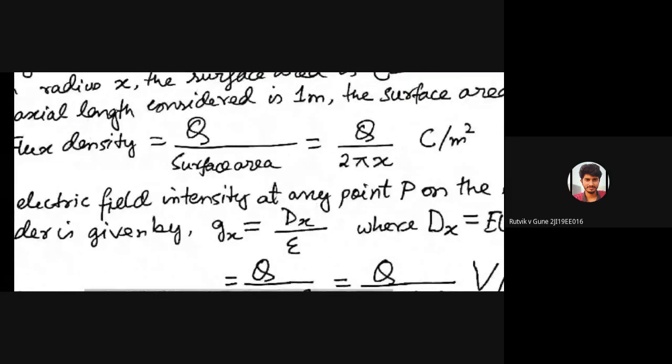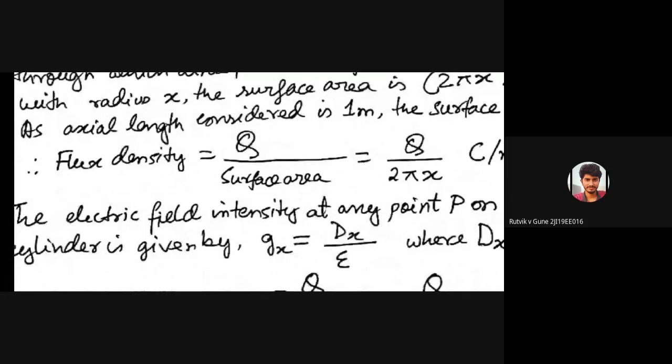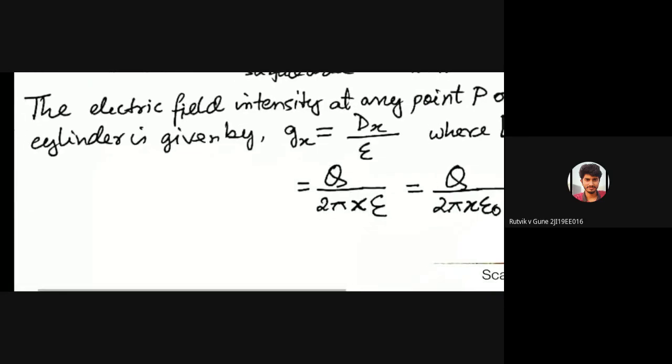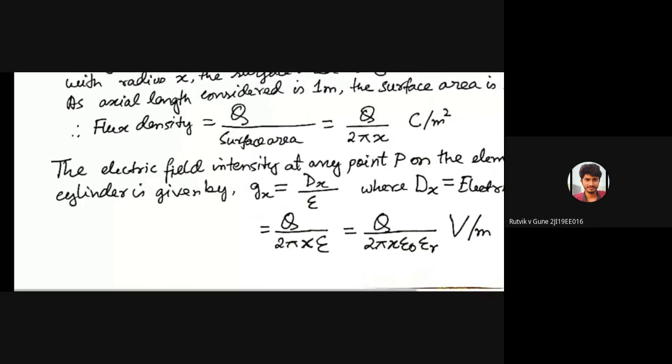So charge by surface area is our flux density. So flux density will be equal to Q divided by surface area, that is charge divided by surface area, which is nothing but Q divided by 2 pi x. Now, why am I doing this flux density? Because I want to have the electric field intensity at a point P.